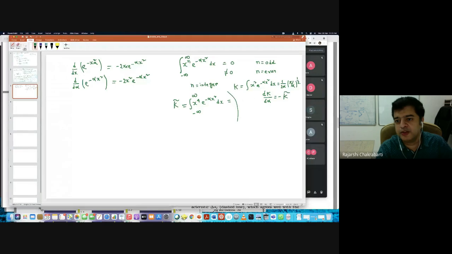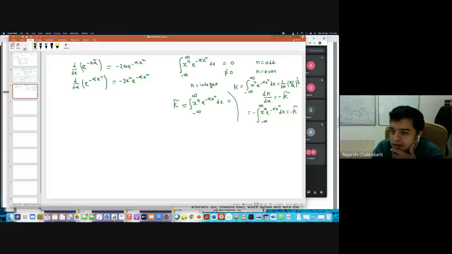Because if I differentiate this with respect to alpha, what am I going to get? Another x square will come down with a minus sign. So this will give you minus x to the power of 4 e to the power of minus alpha x square dx. And this is your minus of k tilde. So basically, you have to differentiate this with respect to alpha and multiply it with minus 1. That will give me x to the power 4 into that integral. So you can do all the even moments like this. Is it clear to you?